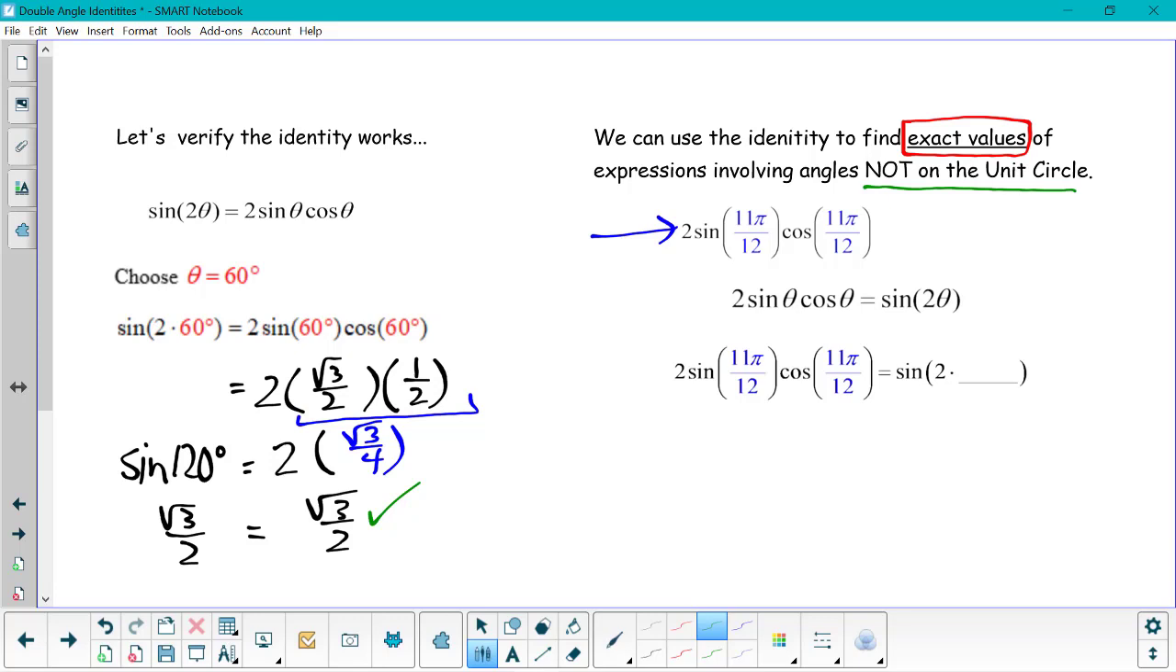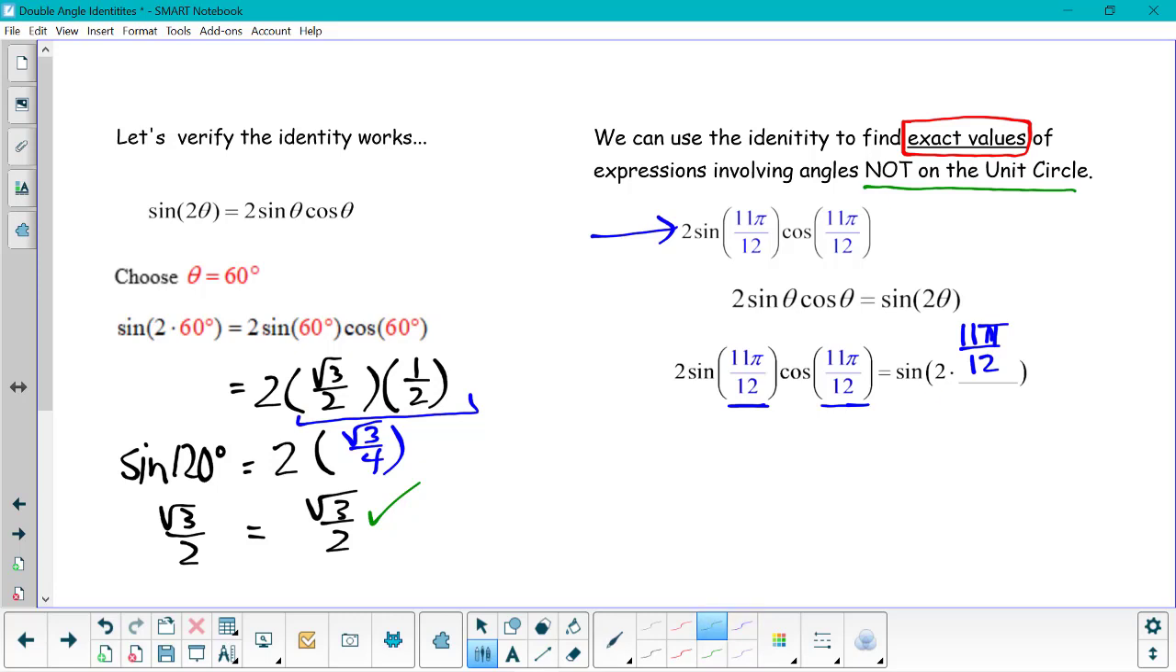So I can't give an exact value for 2 sine 11 pi over 12 times cosine of 11 pi over 12. But I can use a double angle identity to rewrite that in an equivalent form that I can then evaluate. I see that I've got 2 times the sine of an angle times the cosine of an angle. Whatever that angle is, this is our double angle identity, so that's the same as the sine of twice that angle. So it would be equal to the sine of twice 11 pi over 12.